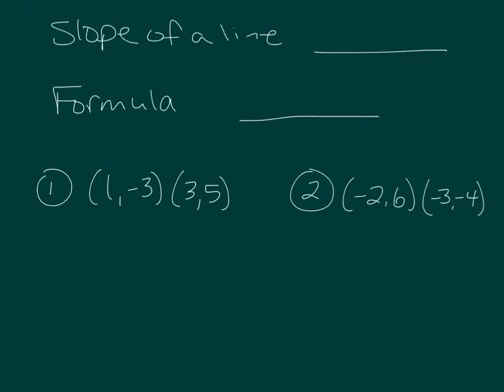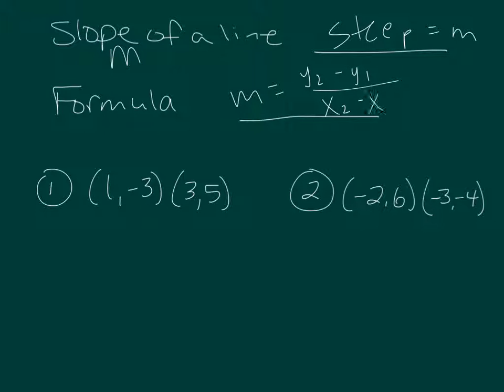Today's going to be our first day of equations of lines. The first thing we're going to talk about is finding the slope of a line. If you remember, we used the letter m for slope, and the slope of a line represents how steep it is. The formula is m equals y2 minus y1 over x2 minus x1. Okay, so let's try a couple.